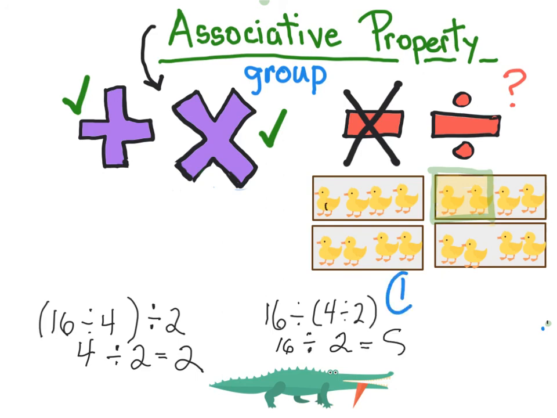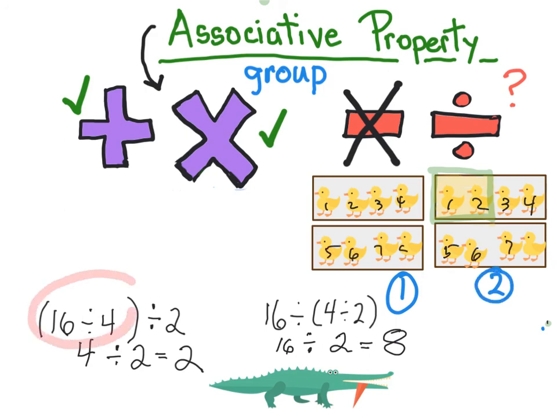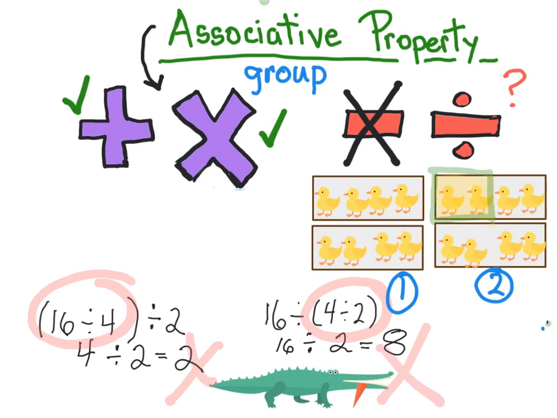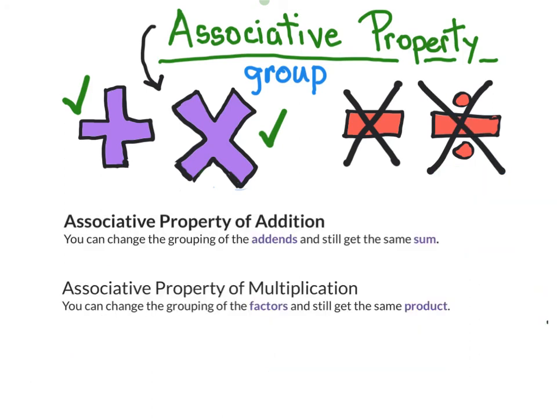That is 8 ducks per trip. When we divided the 16 by 4, we got 4 ducks per box, and when we divided the 4 by 2 first, we got 8 ducks per trip. These are not the same answer. Therefore, the associative property does not work for division. I hope this little video helps you understand the associative property of addition and the associative property of multiplication.